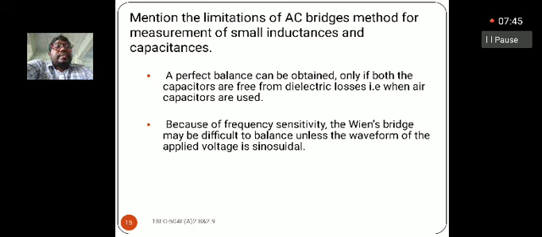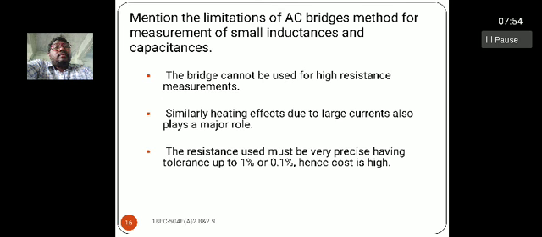Because of frequency sensitivity, the Wien bridge may be difficult to balance unless the waveform of the applied voltage is sinusoidal. The bridge cannot be used for high resistance measurements. Similarly, heating effects due to large current also play a major role. The resistance used must be very precise, having a tolerance of 1% or 0.1%, hence the cost is high.